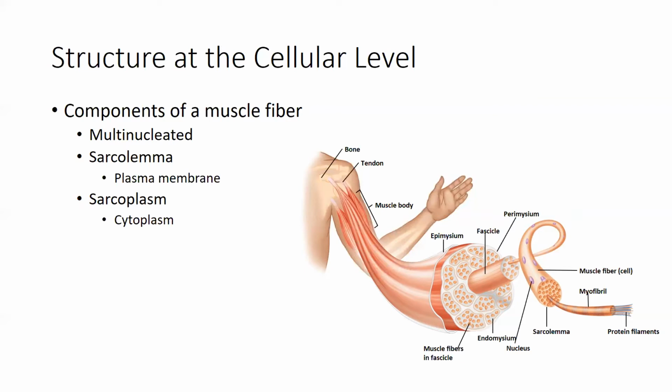Now, two structures we already saw: the plasma membrane. In muscle, it's called the sarcolemma. So when I say sarcolemma, that is synonymous with the plasma membrane. And then there's the cytoplasm of a muscle cell, and that is called the sarcoplasm. So these terms are synonymous with those of a traditional cell. They're just different in muscle. The sarcolemma is the plasma membrane of the muscle cell or muscle fiber, and the sarcoplasm is the cytoplasm.